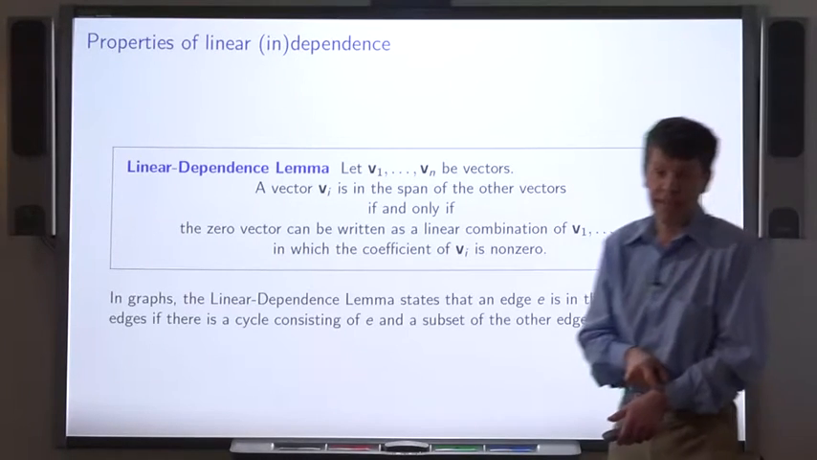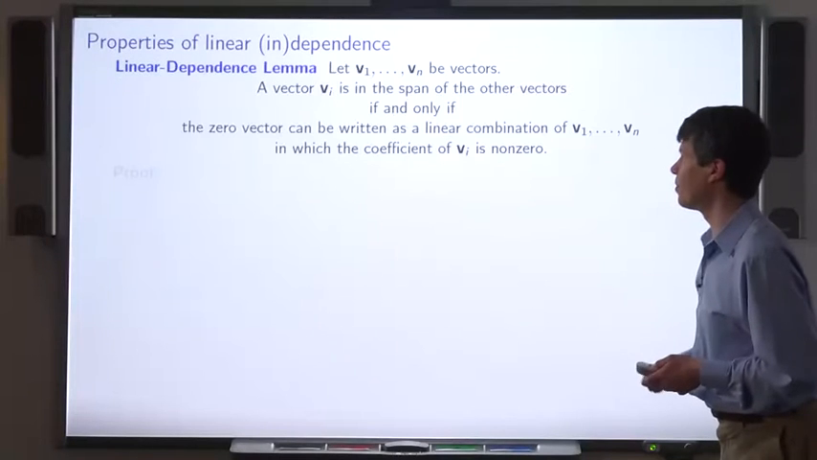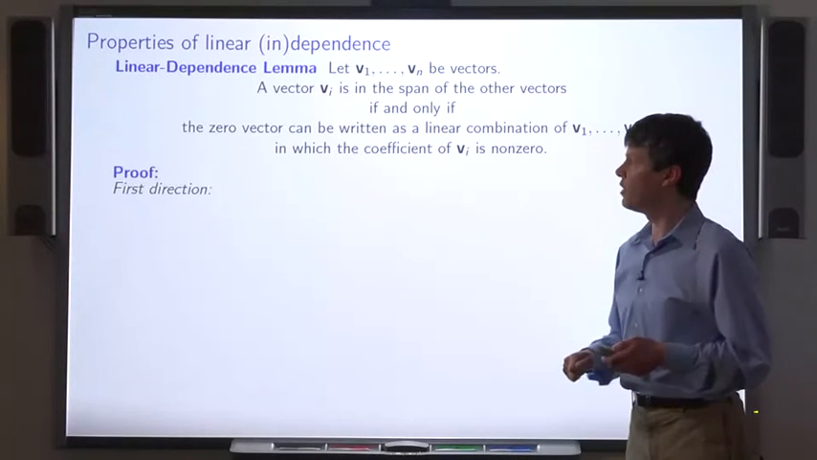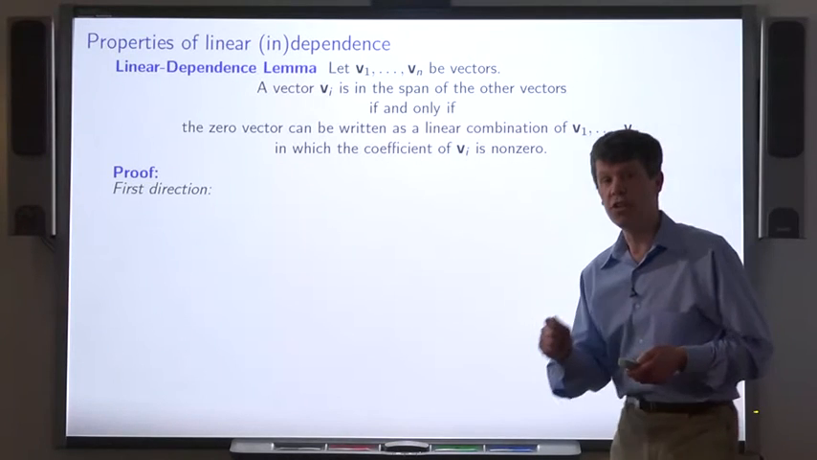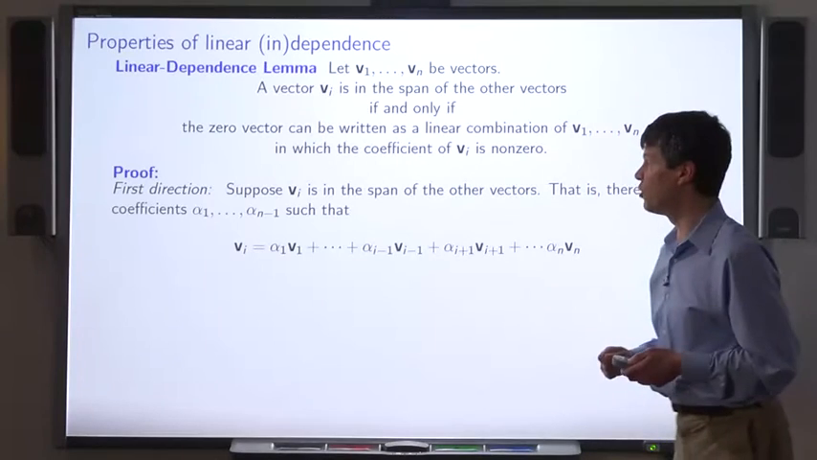In graphs, for example, the linear dependence lemma corresponds to the fact that an edge is in the span of some other edges if and only if there's a cycle consisting of some of those other edges together with the edge. Let's go through the proof. The proof has two directions, like many if and only if statements. Let's do the first direction.